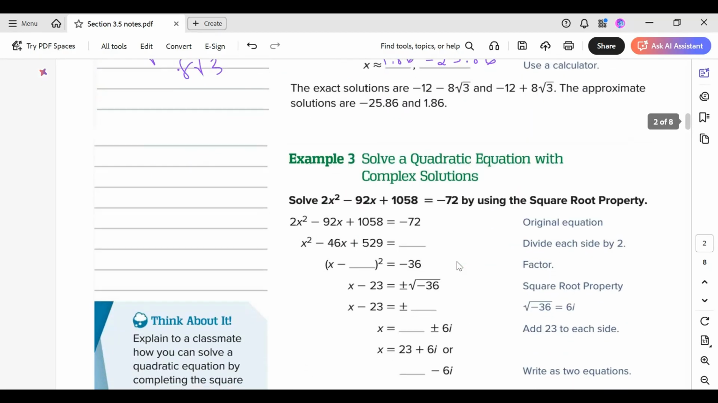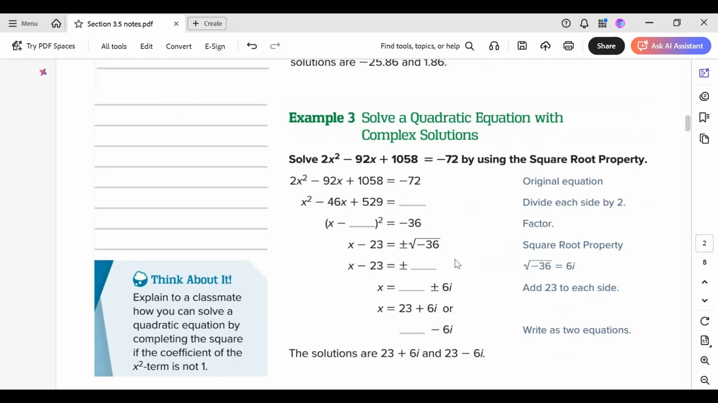In example 3, it says solve 2x squared minus 92x plus 1058 equaling negative 72 using the square root property. So the first thing we're going to do is divide each side by 2. So I'm dividing every piece by 2, which reduces my problem to x squared minus 46x plus 529 equaling negative 36. Then we're applying the properties of perfect squares.